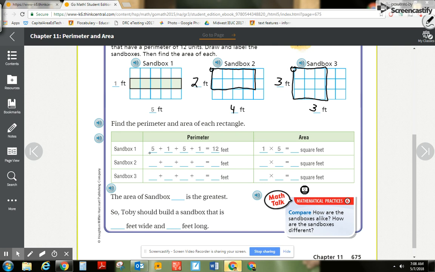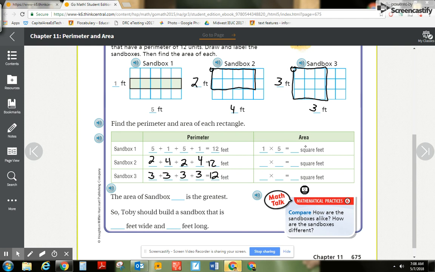So sandbox 2 is 2 plus 4 plus 2 plus 4 equals 12 feet. And then this one is 3 plus 3 plus 3 plus 3 equals 12.